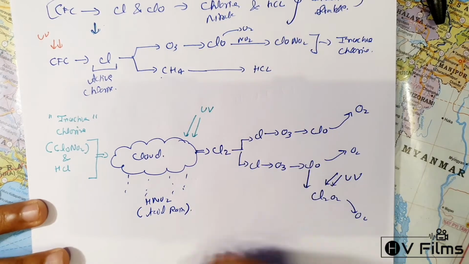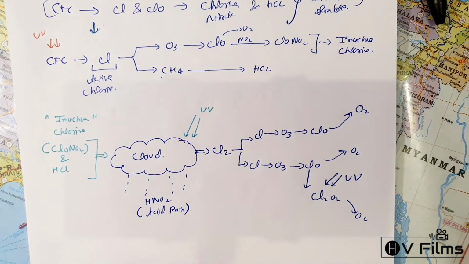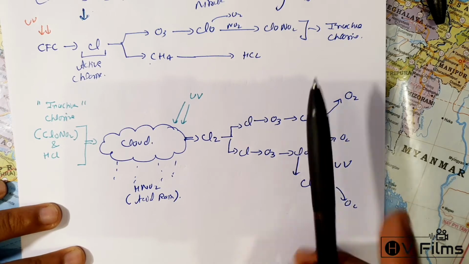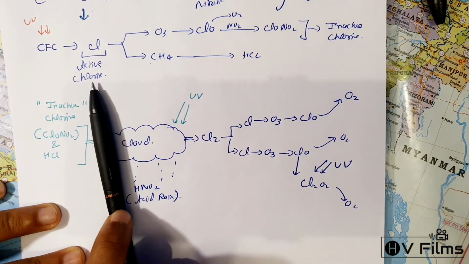So this cycle will continue. This is basically the role played by the polar stratospheric clouds. I think this is the easiest way to understand this thing: first, from inactive chlorine to active chlorine, and back to inactive chlorine.